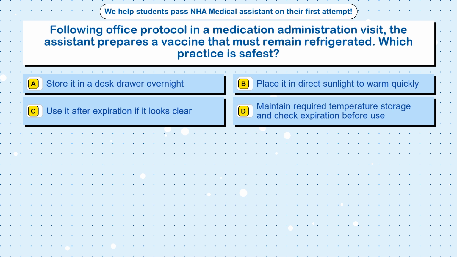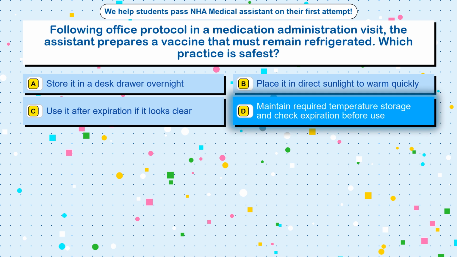Question 73. Following office protocol in a medication administration visit, the assistant prepares a vaccine that must remain refrigerated. Which practice is safest? Option A. Store it in a desk drawer overnight. Option B. Place it in direct sunlight to warm quickly. Option C. Use it after expiration if it looks clear. Option D. Maintain required temperature storage and check expiration before use.